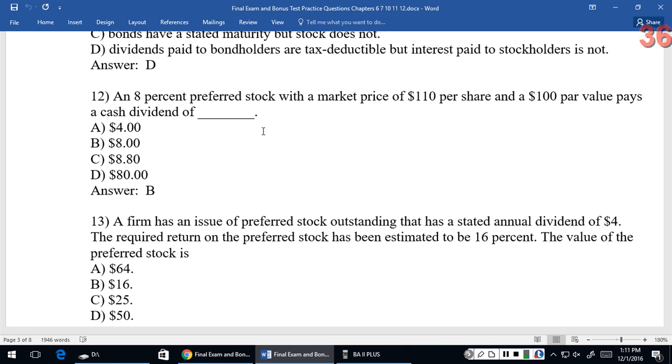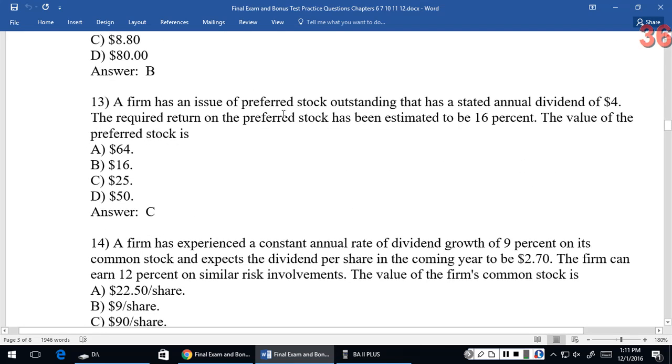Let's see, 13, preferred stock valuation. They have preferred stock, pays a dividend of $4. The required return on the preferred stock is estimated to be 16%. The value of the preferred stock is, now, we said that preferred stock is valued just like a zero growth common stock because the dividend does not change. So in this case, this stock is going to be paying an annual dividend of $4 forever.